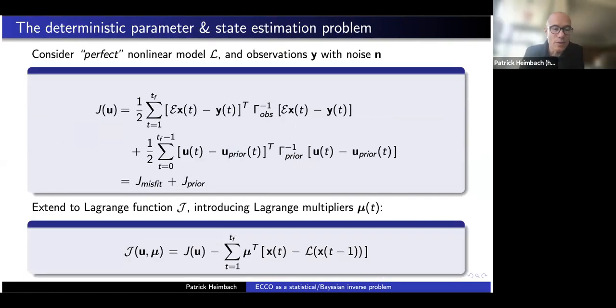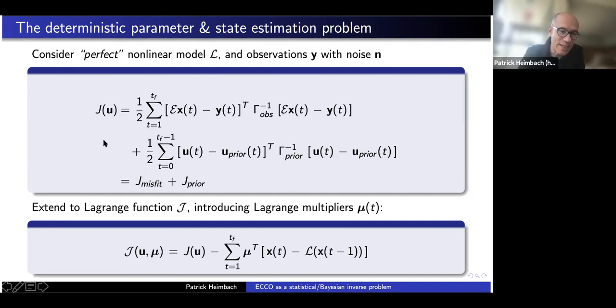So let's go back to how we're solving the deterministic parameter and state estimation problem. We have our model data misfit function subject to the prior information, and the optimization problem is one that we want to solve via gradient-based optimization. Since I've told you that this gradient lives in a very high dimensional parameter space, 10 to the 6, 10 to the 7 dimensional, we need to find the gradient in a very efficient manner.